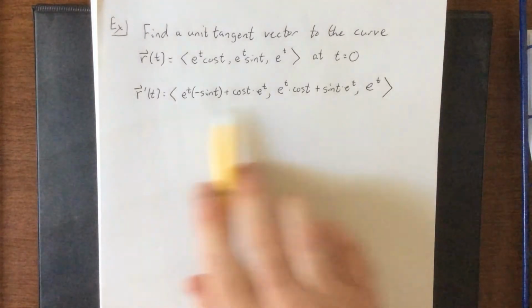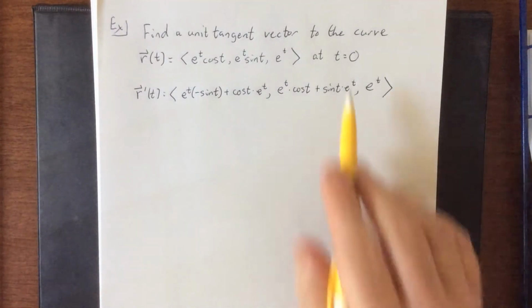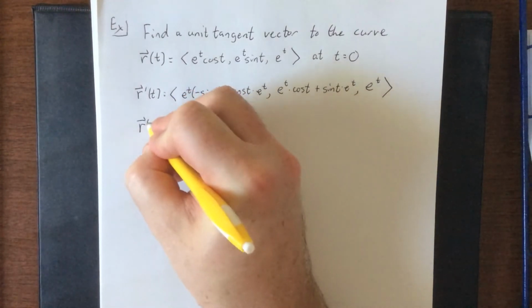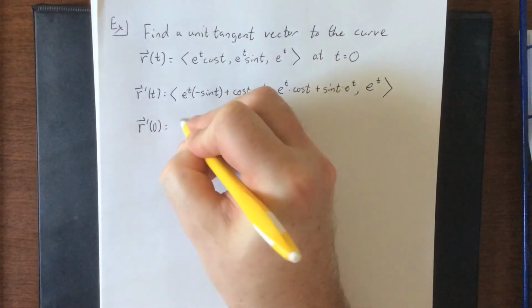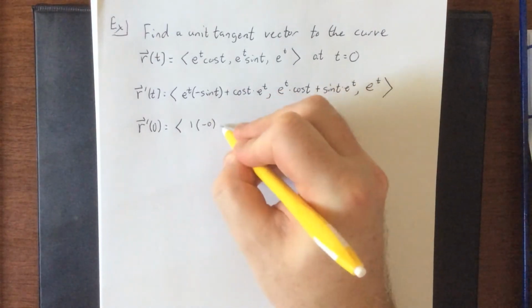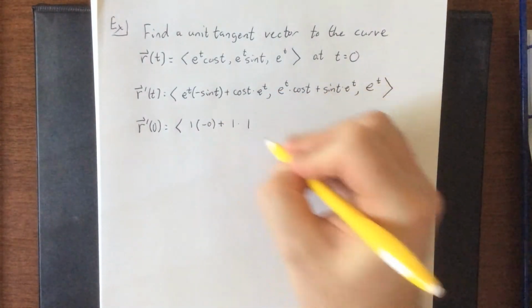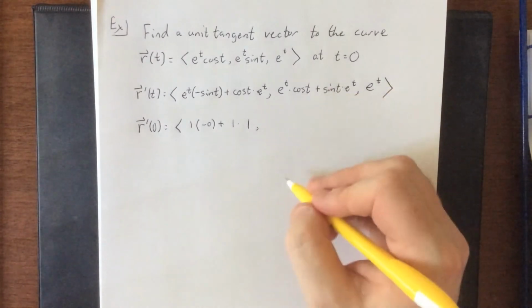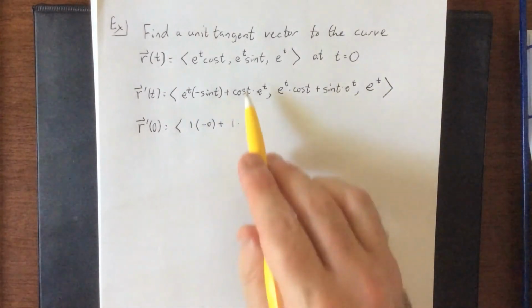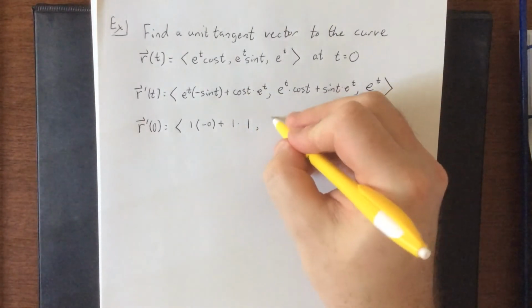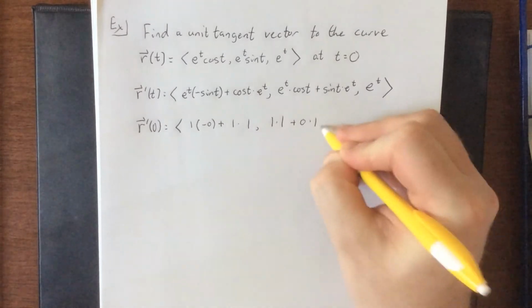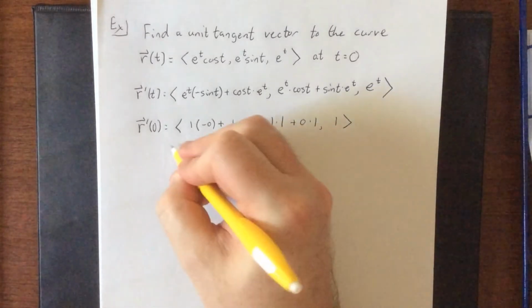Now what you could do is simplify this expression a bit, but since we have a value of the parameter, let's go ahead and plug that in. So plugging in t equals 0, we are going to get 1 times negative 0 plus 1 times 1. That's because e to the 0 would be 1, sine of 0 is 0, and cosine of 0 is 1. Doing the same thing for the next one, that's 1 times 1 plus 0 times 1. And finally we have 1.